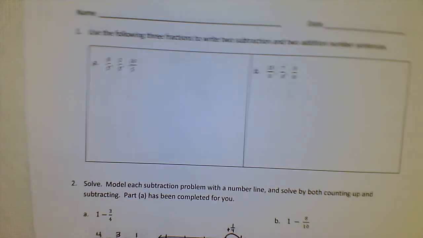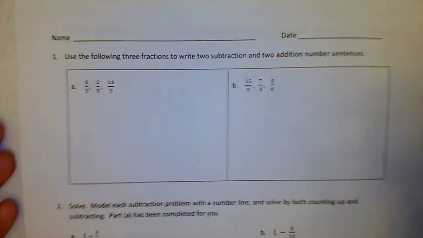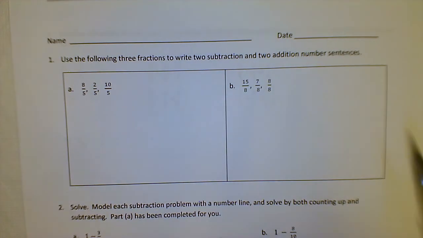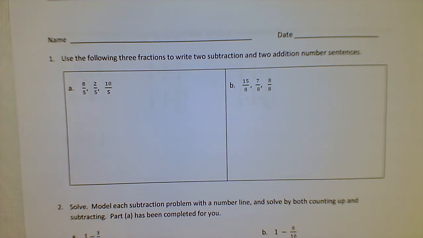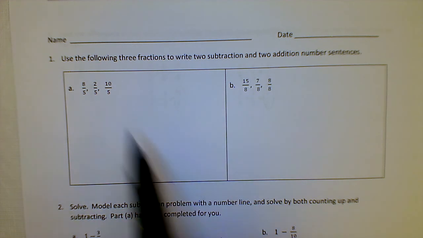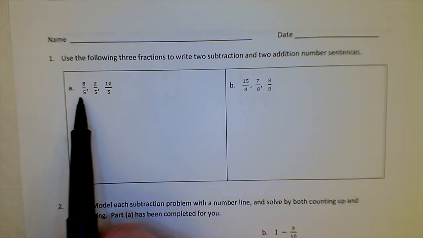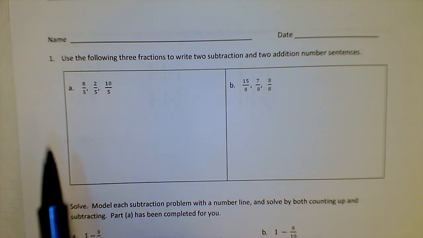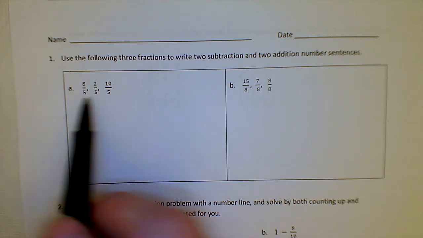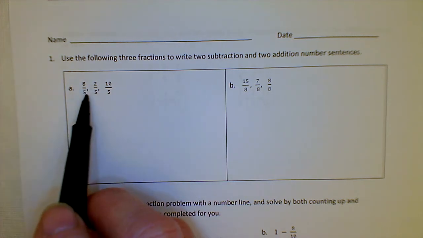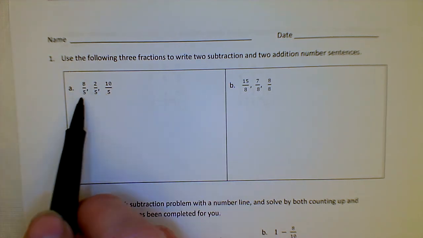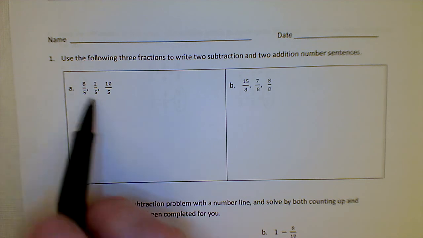So for question 1, it says use the following fractions to write 2 subtraction and 2 addition number sentences. So what do you guys think we're going to be doing with that? Do you see any relationships between those? Could those be fact families for us? Well, I can see that I have 8/5 and 2/5 and 10/5, and I definitely see that 8 plus 2 is 10. So that's where I'm going to start. Remember, these are like labels. It would be like saying 8 apples plus 2 apples is 10 apples, only instead of apples, we have fifths.